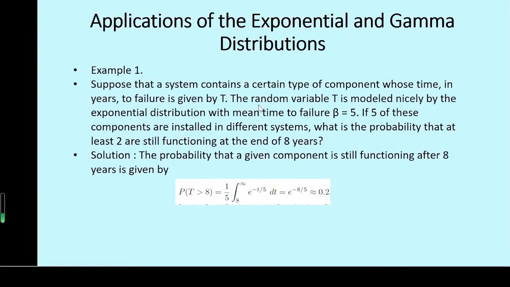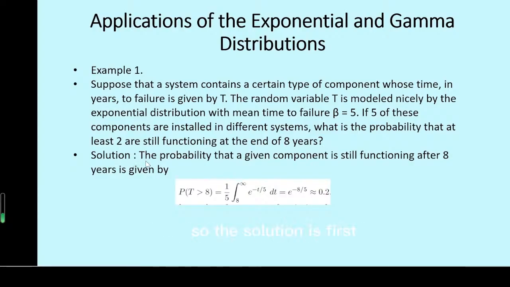Next we will take a look at an example. Suppose that a system contains a certain type of component whose time in years to failure is given by t. Here the failure is the event, right? The random variable t is modeled nicely by an exponential distribution with a mean time to failure beta. So beta is the average mean time between failures, and beta is 5. If 5 of these components are installed in different systems, what is the probability that at least 2 are still functioning at the end of 8 years?